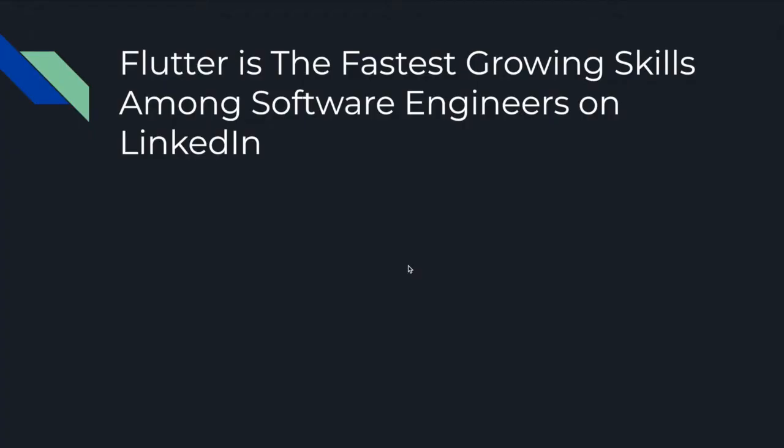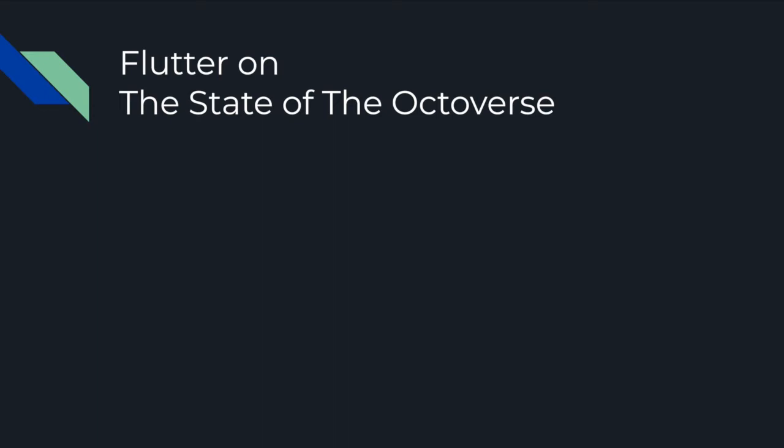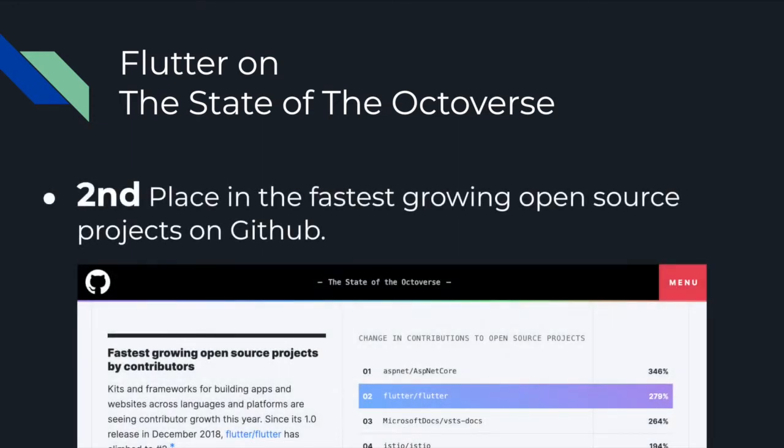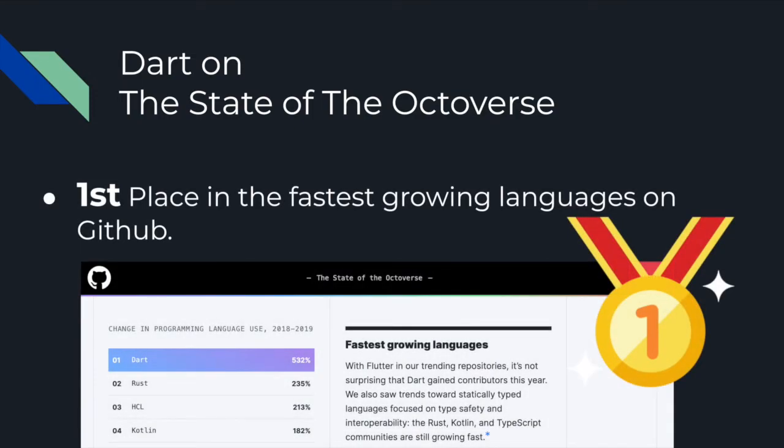Now, let me share with you some cool things. According to the official LinkedIn blog, Flutter is the fastest growing skill among software engineers on LinkedIn. That means many developers in the world are interested in Flutter, and they already started to learn it. Another cool thing, the State of Octoverse. It's an annual report by GitHub. So in the report in 2019, they mentioned that the Flutter repo got the second place of the fastest growing open source projects. But if Flutter got the second place in the State of Octoverse, Dart got the first place of the fastest growing languages on GitHub.